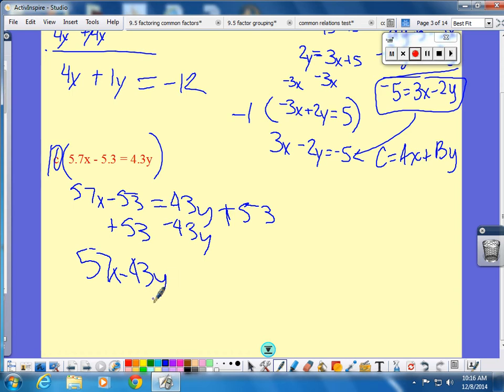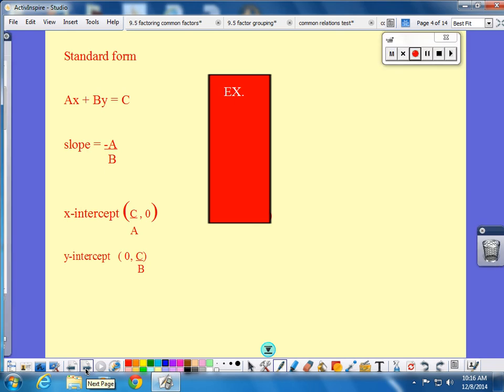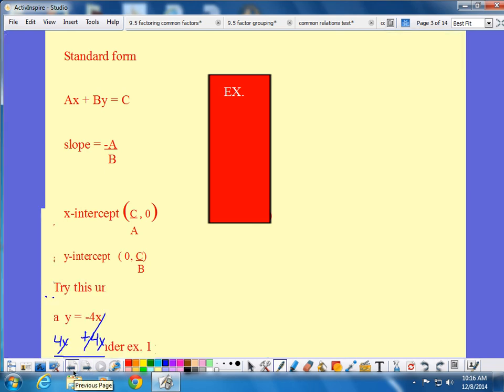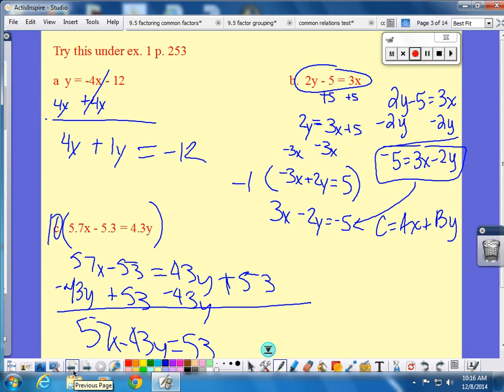57x minus 43y equals 53. Good. What he did was he added 53 to both sides and subtracted 43y from both sides at the same time, just to switch them out.